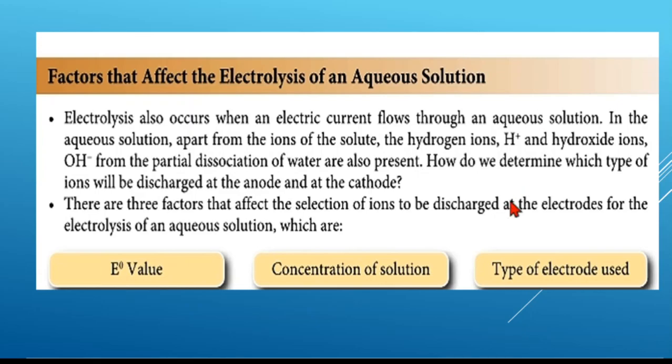So, how we determine which type of ion will be discharged at the anode and cathode? So, there are 3 factors that affect the selections of ion to be discharged at the electrodes for the electrolysis of an aqueous solution, which are the E-value, the standard electrode potential, the concentrations of the solution, and types of electrode used.